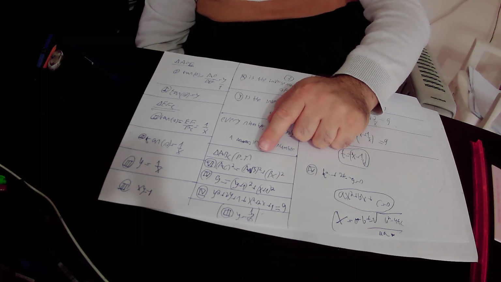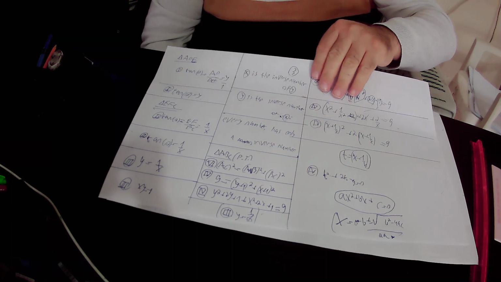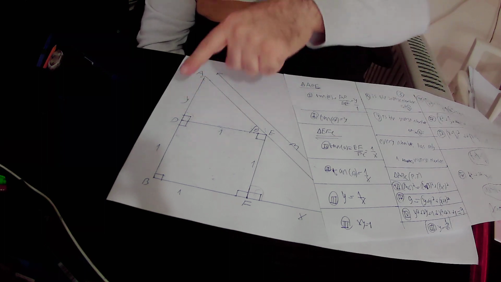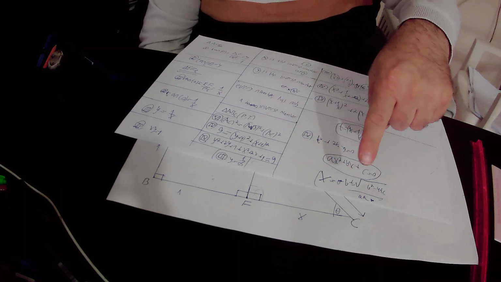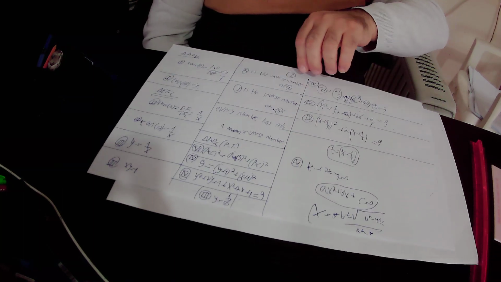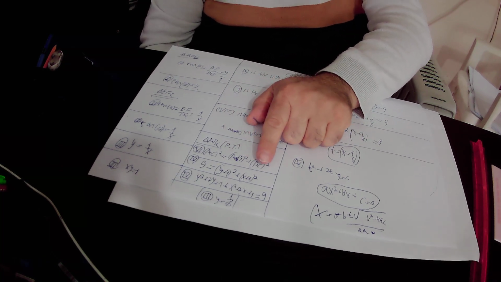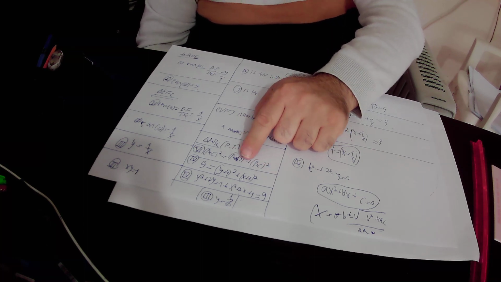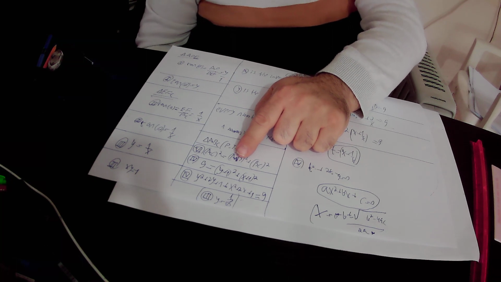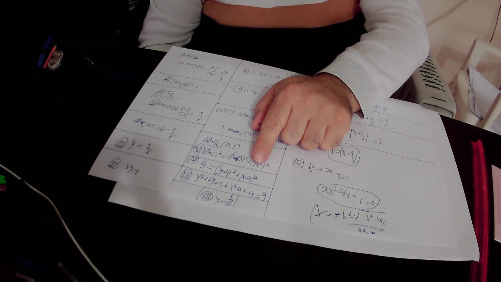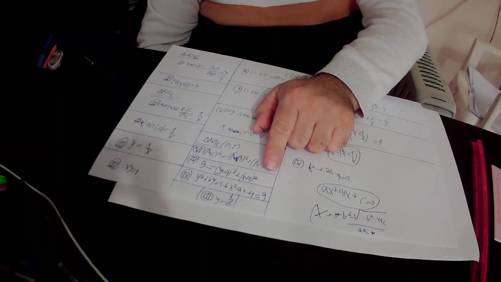AC equals 3, so AC squared is 3 squared, which is 9. AB equals Y plus 1, so AB squared is (Y plus 1) squared. BC is X plus 1, so BC squared is (X plus 1) squared. So according to equation number 4, 9 equals (Y plus 1) squared plus (X plus 1) squared. Here we open the brackets: (Y plus 1) squared is Y squared plus 2Y plus 1, plus (X plus 1) squared is X squared plus 2X plus 1, and it equals 9.